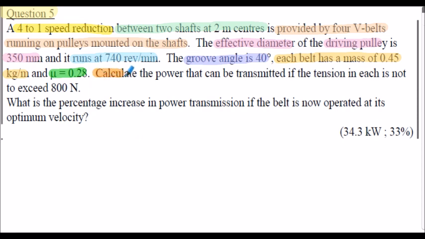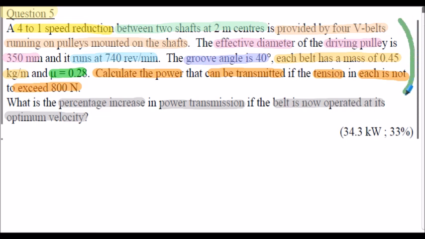We're asked to calculate the power that can be transmitted if the tension in each of the V-belts is not to exceed 800 newtons. We're also asked to determine the percentage increase in power transmission if the belt now operates at its optimum velocity. So essentially there are two parts to the question. In the first part, we need to work out the power transmitted for the given conditions stated in question 5. To answer the final part, we need to now consider the belt running at the optimum conditions.